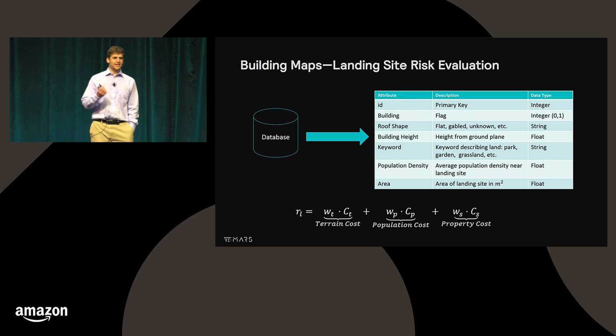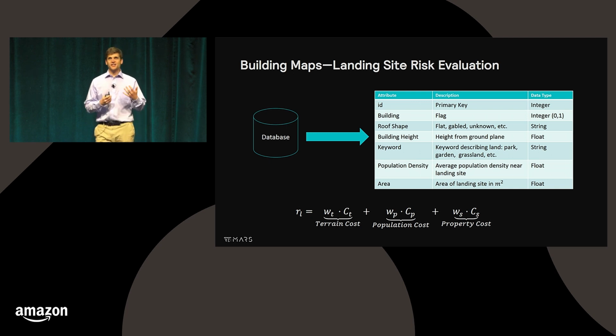In order to create this landing site database, the basic idea is that we now have a database with information about where all the parks are, where all the buildings are, and everything. We can use the attributes of this data and map them to a function that gives us a riskiness value, which we call RL. This risk value can be decomposed into three components, as I've often seen in literature: a terrain cost, a population cost, and a property cost.